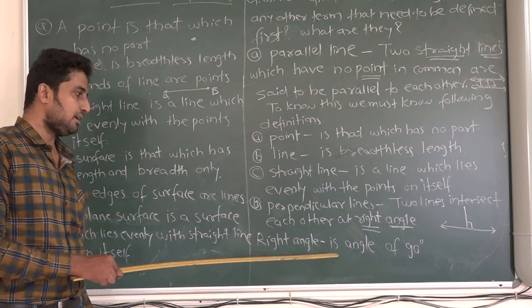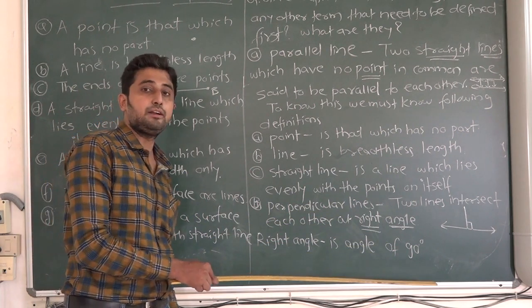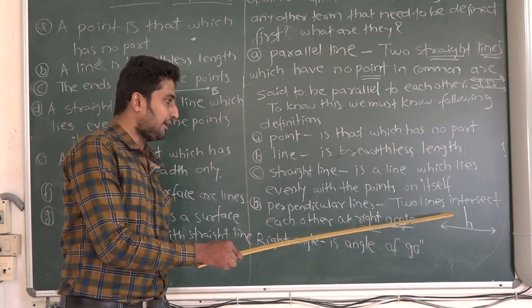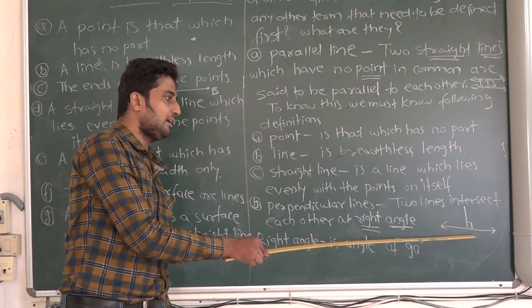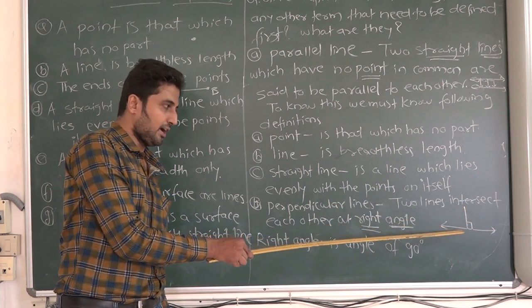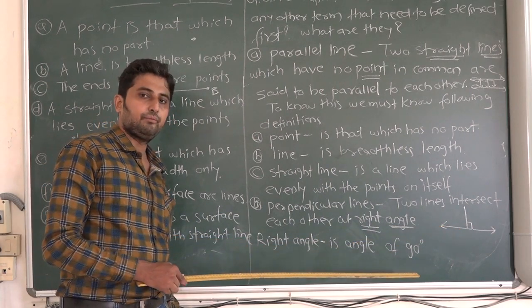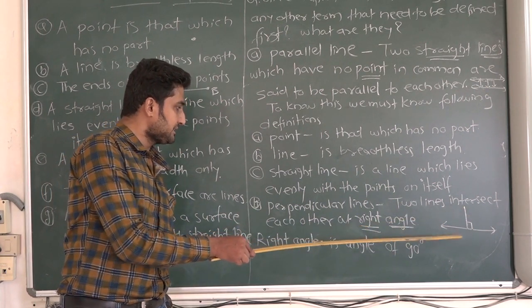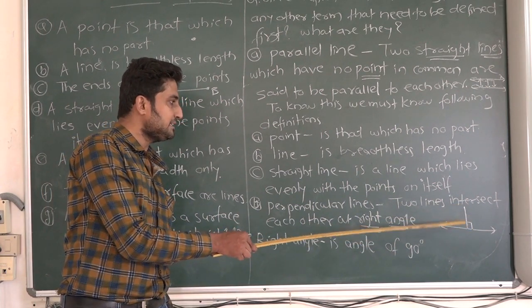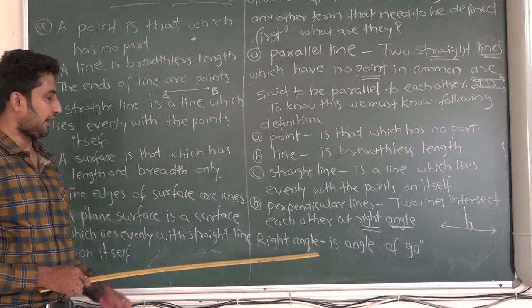So what is meant by right angle? Right angle is the angle of 90 degree only. Means the angle which consists of degree 90. If this angle made by these two lines is of 90 degree, we can say that it is a right angle. And for this, we can clearly see here that these two lines are making an angle of 90 degree. That's why it is called the right angle.